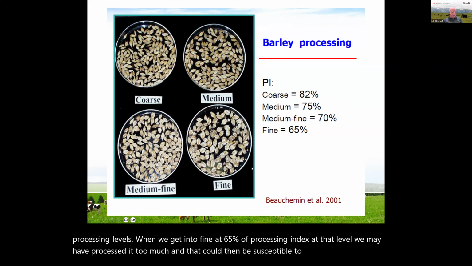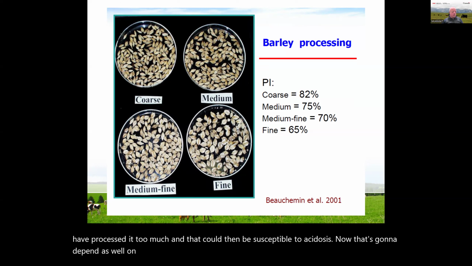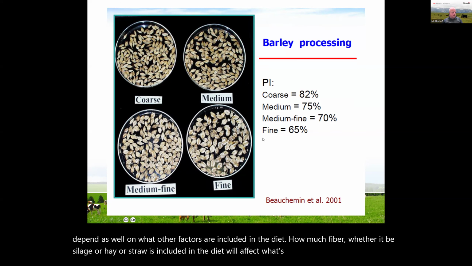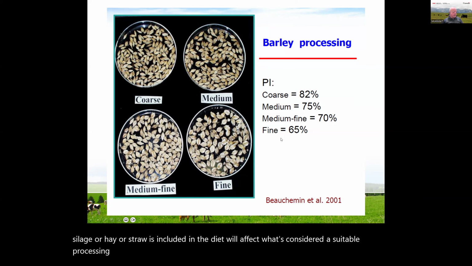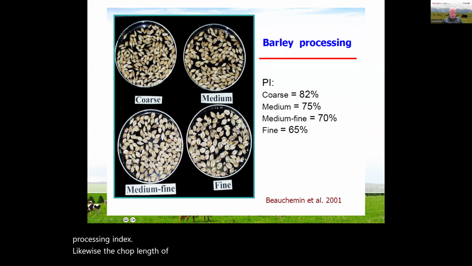Now, that's going to depend as well on what other factors are included in the diet. How much fiber, whether it be silage or hay or straw, is included in the diet will affect what's considered a suitable processing index. Likewise, the chop length of that forage will have an impact on that as well.